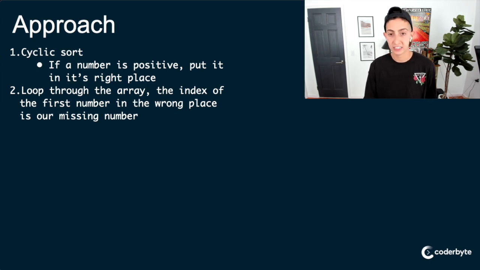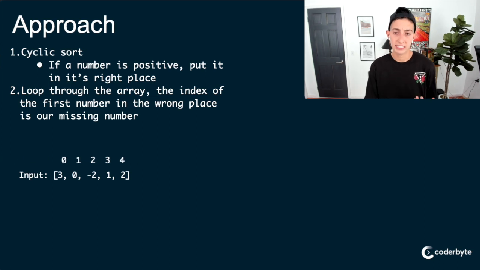So let's watch this in action. Here's our input from the previous slide, and here are our indices, which you see we have an array, and we have indexes 0 to 4. We're just going to walk through and do our regular old cyclic sort. And remember that this is a 0-based indexed array.